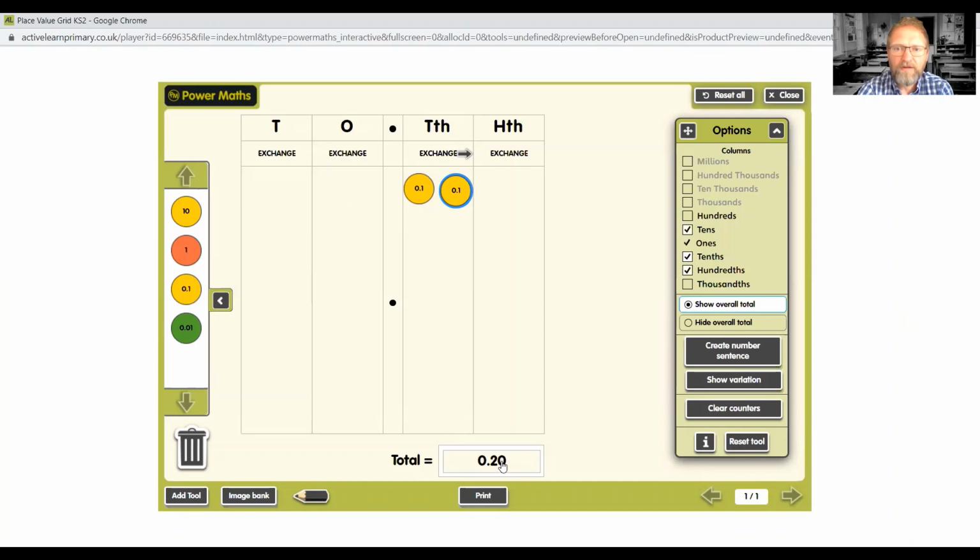And at the moment, there's no hundredths. So we need to add 6 hundredths. And you'll see the value going up as I move these counters along until we've got 6. So I've created no ones, 2 tenths, and 6 hundredths.